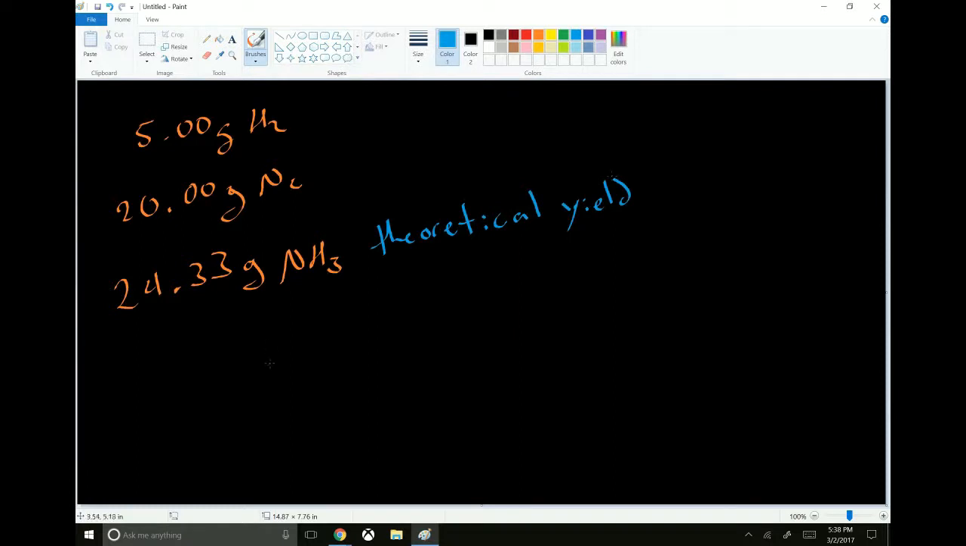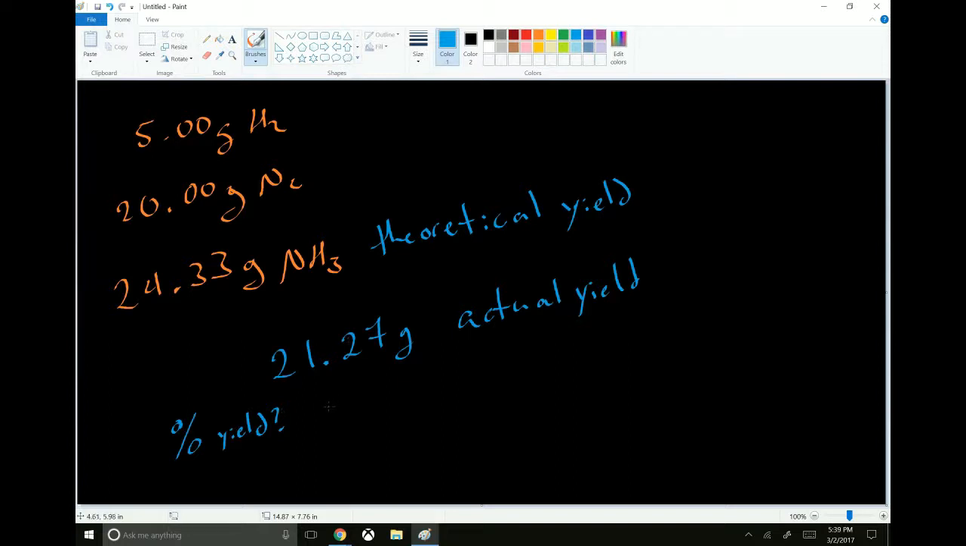If you actually produce 21.27 grams, what is your percent yield? So that's one way to give you a percent yield problem. Now, I could give you a limiting reagent problem that would let you figure out the theoretical yield. Then I could give you the actual yield and ask you to calculate the percent yield.